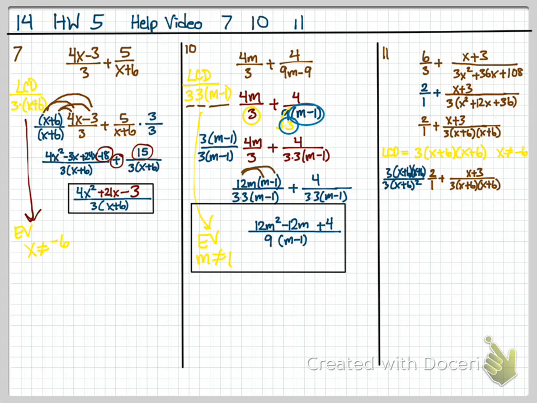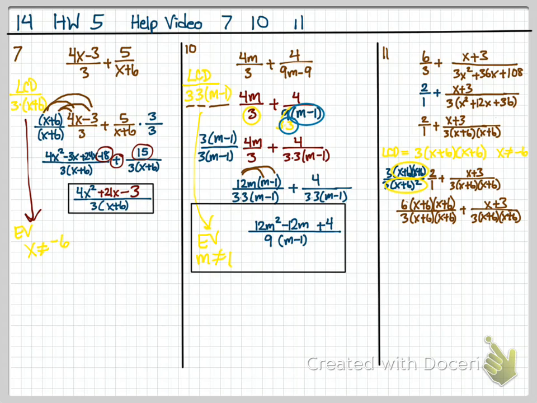So now the left-hand side needs to change, so we multiply by 3 times x plus 6 times x plus 6. And I put x plus 6 squared there because people keep asking, can you do that? Yeah, you definitely can do that. So I showed that there. I show that right here. That's the same as this. Okay, now we start multiplying.